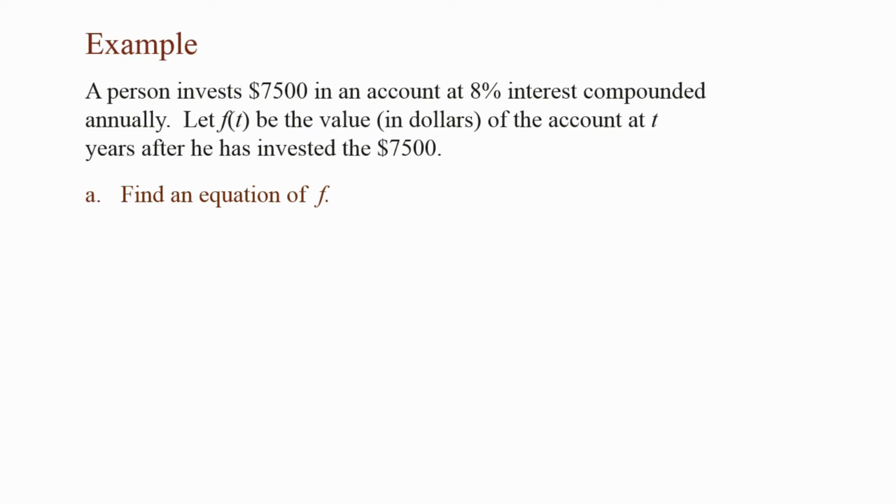In this example, we're going to have several parts. A person invests $7,500 in an account at 8% interest compounded annually. Let f of t be the value in dollars of the account at t years after he has invested the $7,500. Part A, find an equation of f.